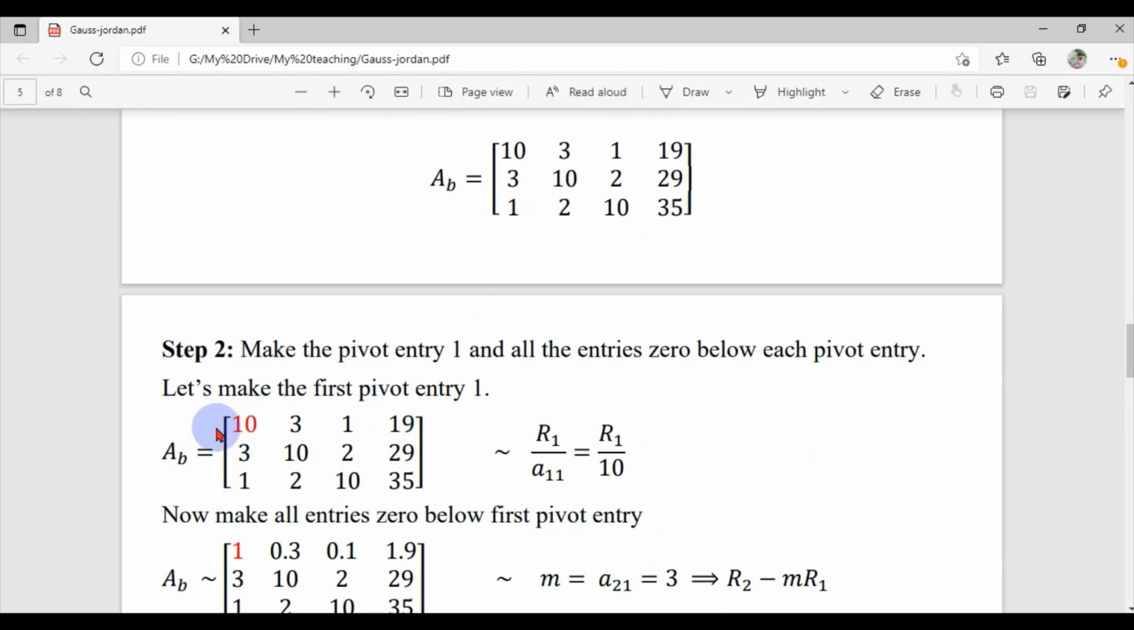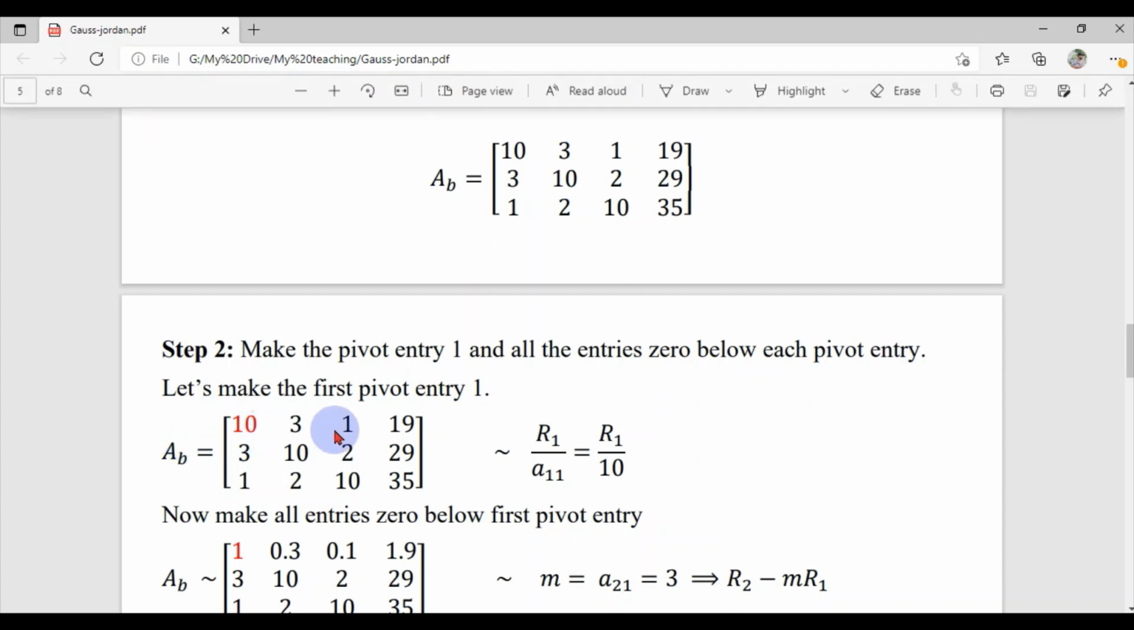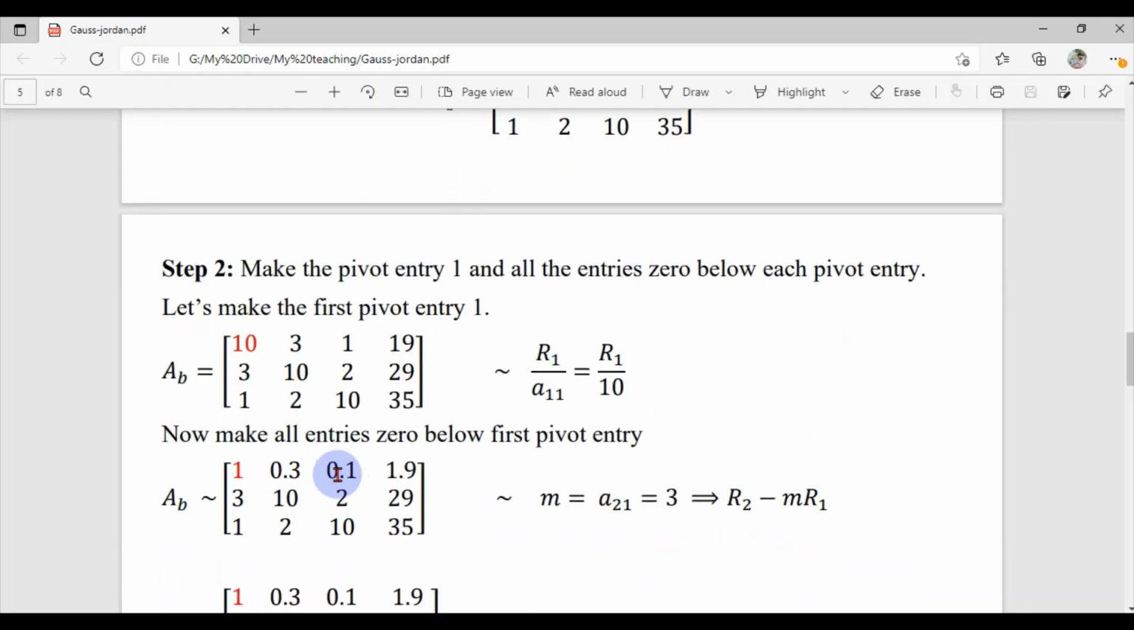This is a row operation. In reality, we are actually dividing the whole equation by 10, right? So I will divide the complete first row by the pivot entry, which is 10, and R1 divided by 10 will give me something like this in the first row.